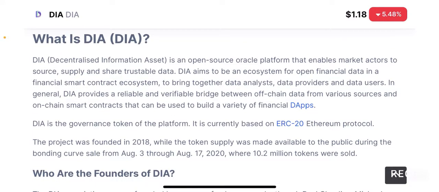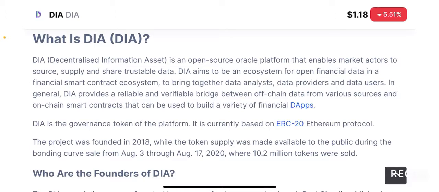So what is DIA? DIA, or the Decentralized Information Asset, is an open source Oracle platform that enables market actors to source, supply and share trustable data. So DIA stands for Decentralized Information Asset, right? And their main focus is being an open source Oracle platform that enables market actors to source, supply and share trustable data. So that's their main focus here, right?